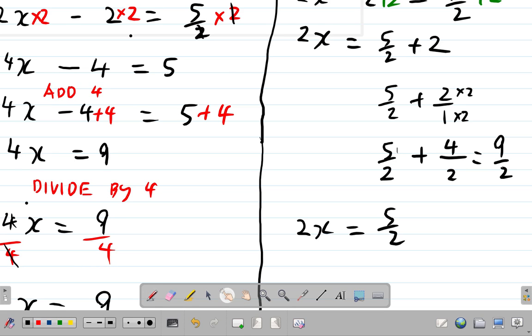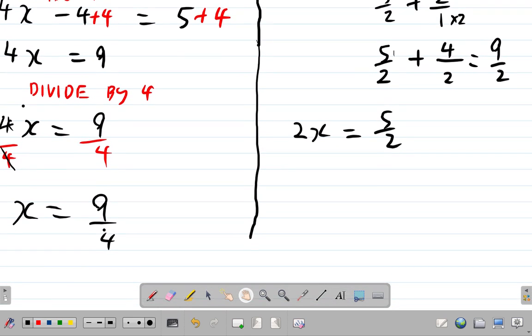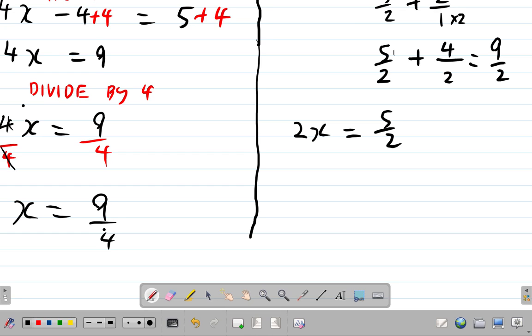Now the thing is, I have a 2 here mixed up with the x. I want x alone. So what should I do? Well, divide by 2. If I divide by 2, I have 2x equals 5 over 2.